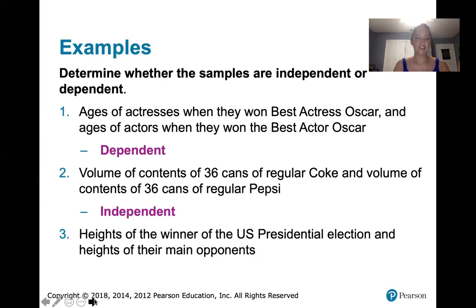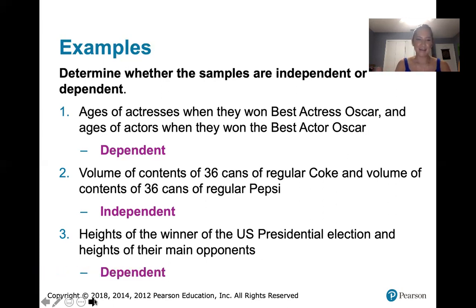And then the last one deals with heights of the winner of the US presidential election and the heights of their main opponents. So usually in the US, we have a top two. We have a Republican and a Democrat, or before we had different political parties, right? But there were always two, or for a very, very long time, there were two political parties. Well, then there would be a natural matching between the winner and his main opponent, and we're looking at their heights. There is a natural matching between a winner and their main opponent. So that would be a pair of dependent samples.